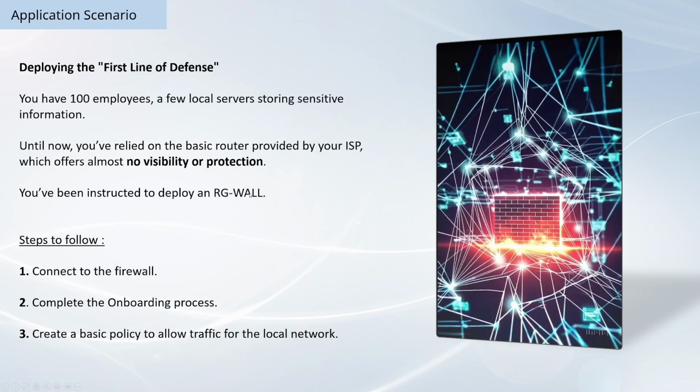So to deploy the RG firewall, you will just need to follow these 3 basic steps: connect to the firewall, complete the onboarding process, and create a basic policy to allow the traffic for the local network.